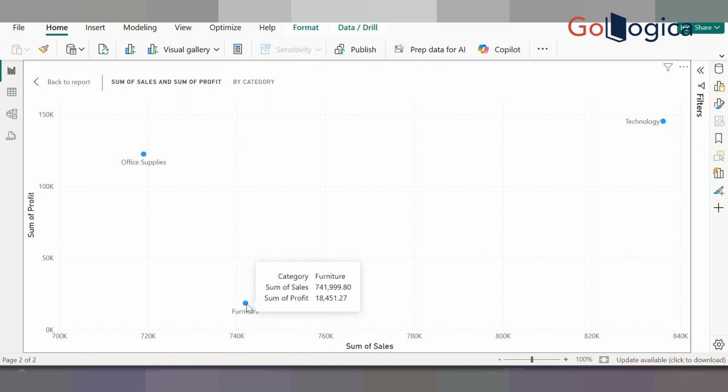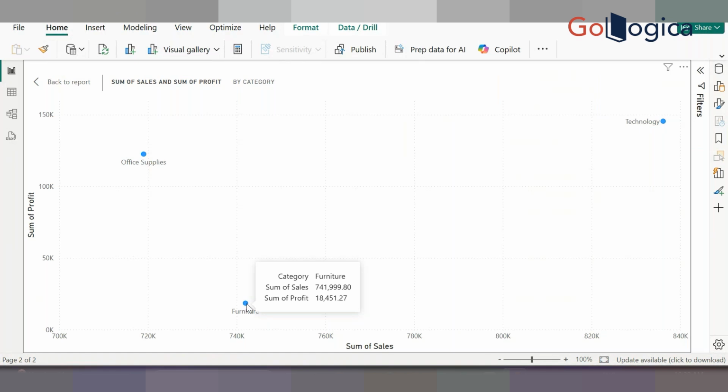So that means we can understand clearly that the furniture sales are good. The sales are very good. It has done higher sales than office supplies and very close to technology also. But when it comes to profit, it is at the very bottom of the table.